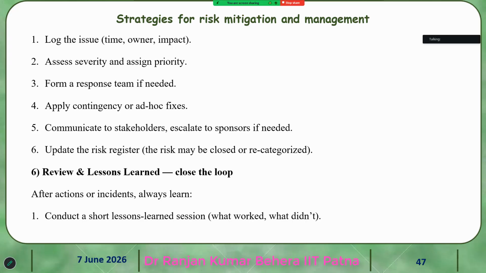Form a response team if needed, who will give answers and try to mitigate that. Apply contingency or ad hoc fixes. Communicate to stakeholders. Escalate to sponsor if needed. So, update the risk register. The risk may be closed or recategorized. Review and lessons learned. Close the loop.